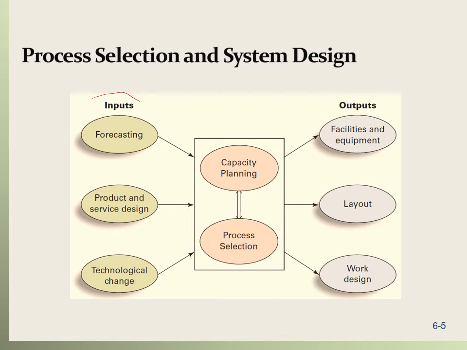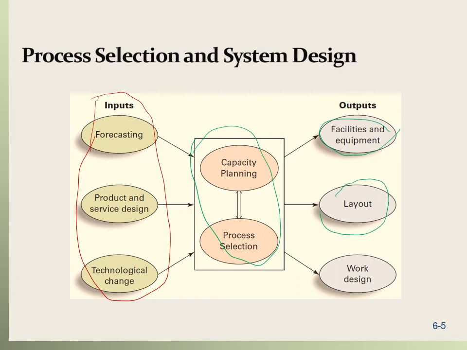the inputs of this system are forecasting, how much you would expect from the market, the demand in the market; the product and service design, which is an input in this system design; and technological change. And in between, we have the capacity planning interrelated with the process selection. So the output of this system, the capacity planning and the process selection, would be facility and equipment, the layout of them, and what type there will be, and also the work design.